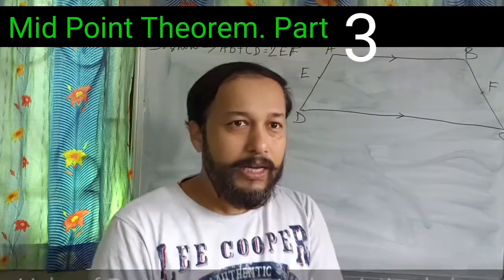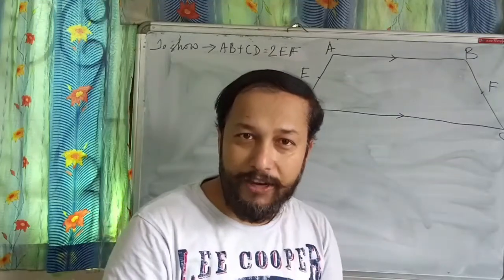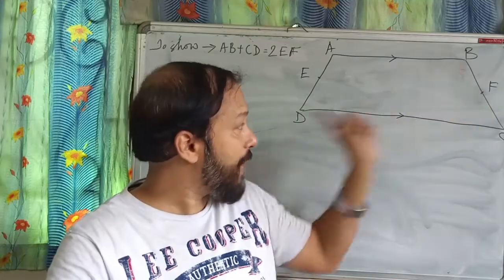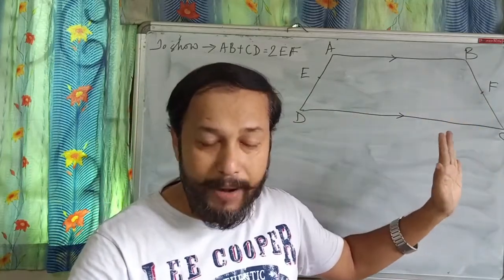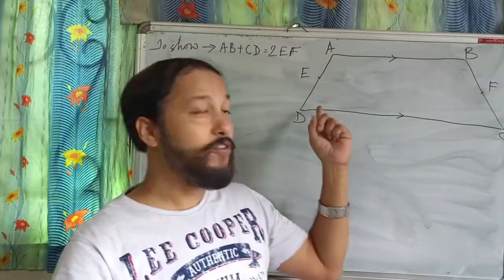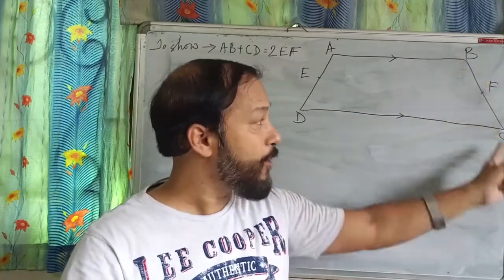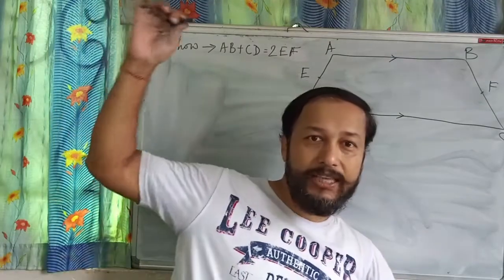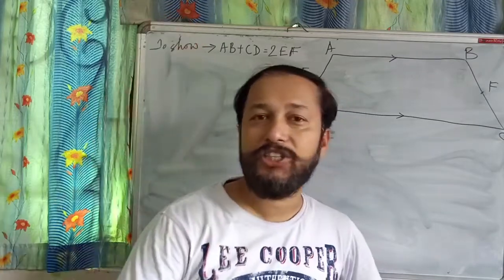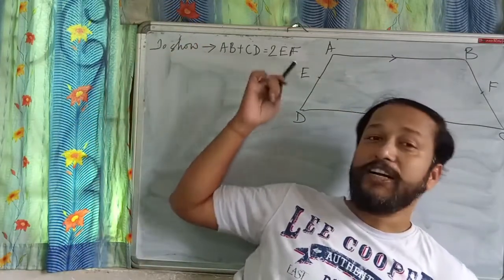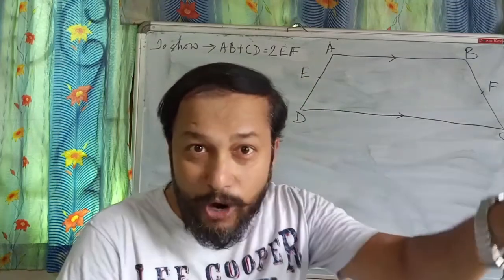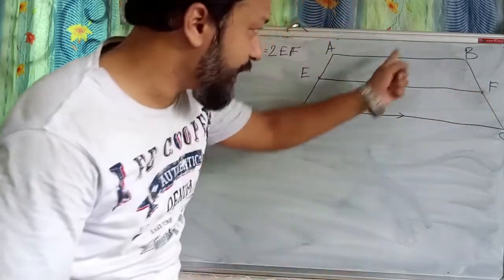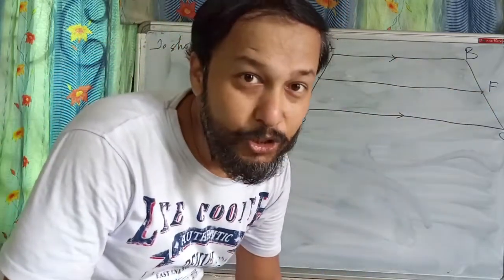So let's start. This sum you can see here, I have already drawn the figure. In this figure, ABCD is a trapezium and AB is parallel to CD. E is the midpoint of AD, and F is the midpoint of BC. This is given. Now we have to show that AB plus CD equals 2EF, if I join the line EF.